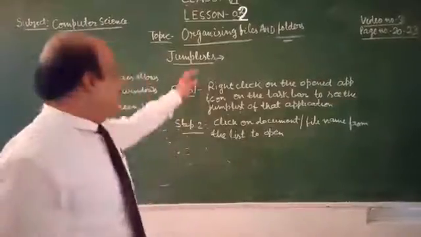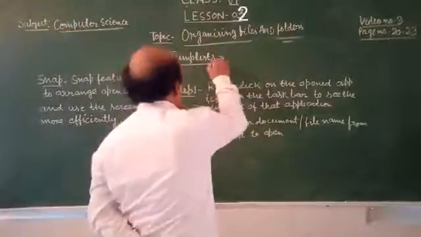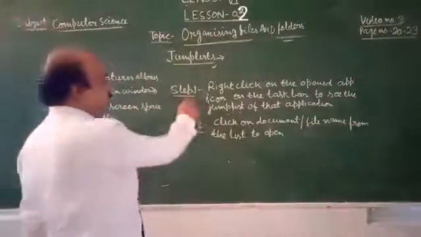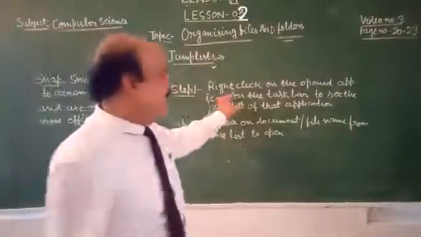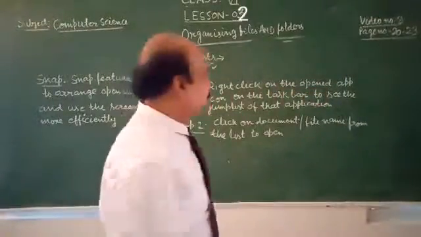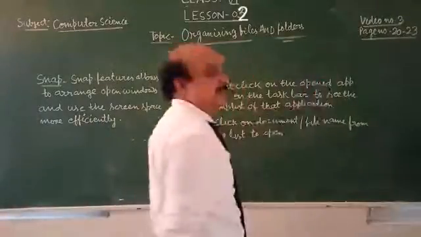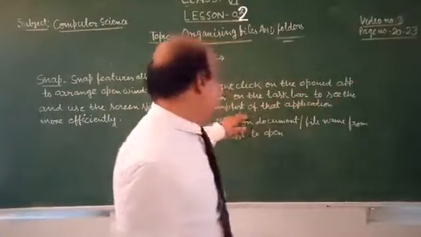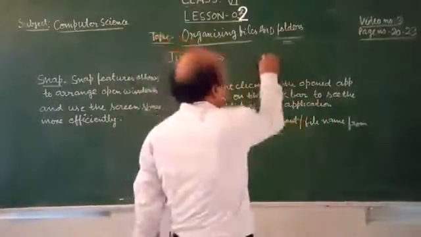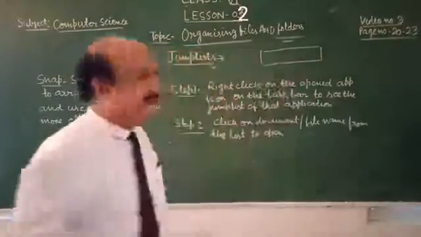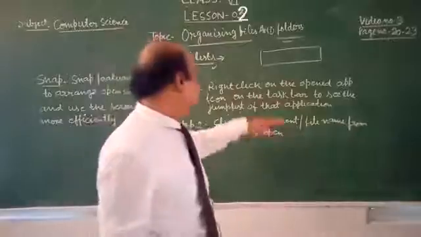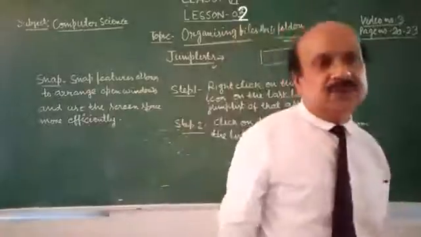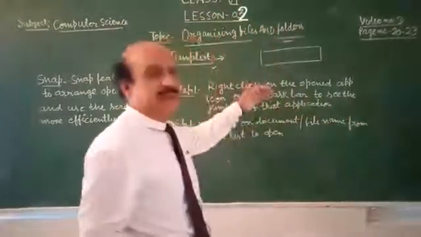Now student, jump list. What is the use of the jump list? Procedure, Step 1. Right click on the open app. You will click on the right hand side app icon on the taskbar to see the jump list of that application. It means the application which you have opened. So the list of that application will display here.